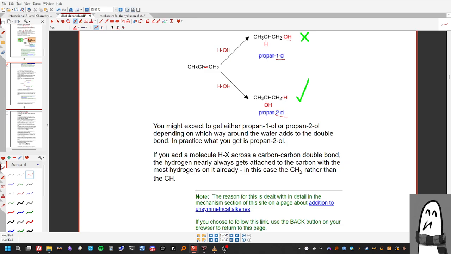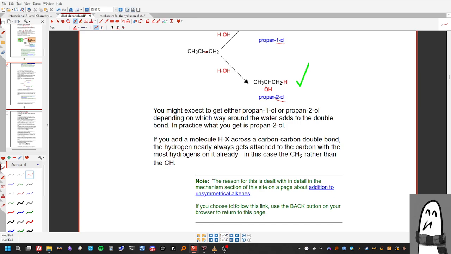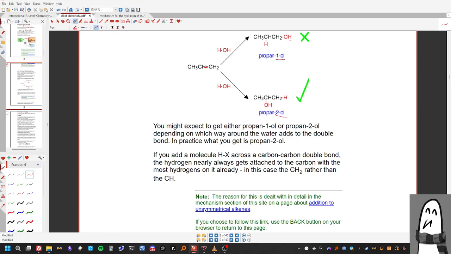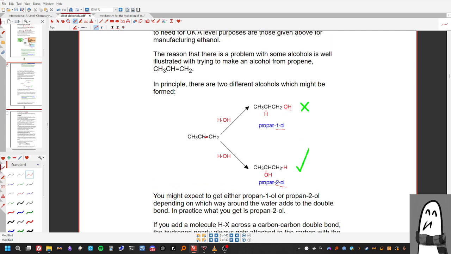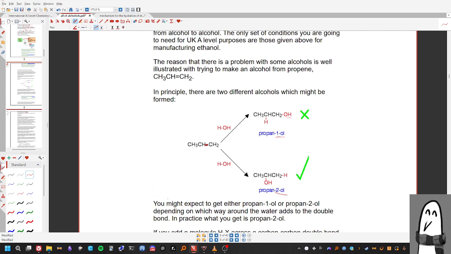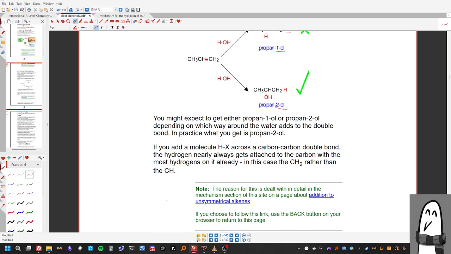If you add a molecule HX across a carbon-carbon double bond, the hydrogen nearly always gets attached to the carbon with the most hydrogens on it already. In this case, the CH2 rather than the CH. The reason for this is dealt with in detail elsewhere. I'm guessing this is because of the primary carbocation stuff.